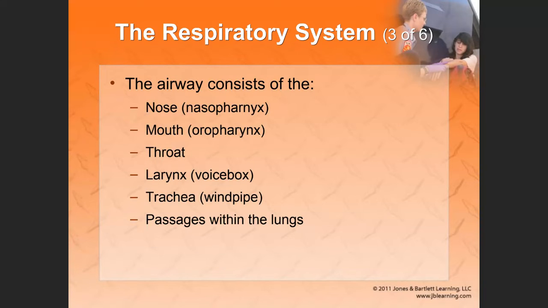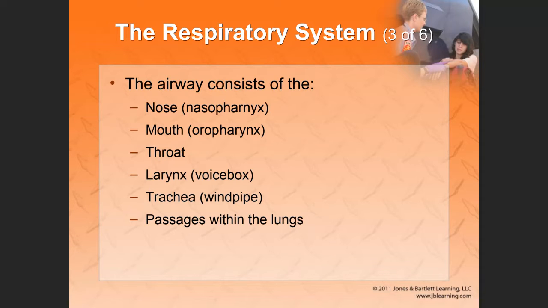The respiratory system is divided into upper and lower airway. The airway consists of the nose, which would be anterior, and the nasopharynx, which would be posterior. You have the mouth, which is anterior, and the oropharynx is posterior. So the nasopharynx is the posterior portion of the nose, and the oropharynx is the posterior portion of the mouth. And you have the throat, which is sometimes referred to as the pharynx.